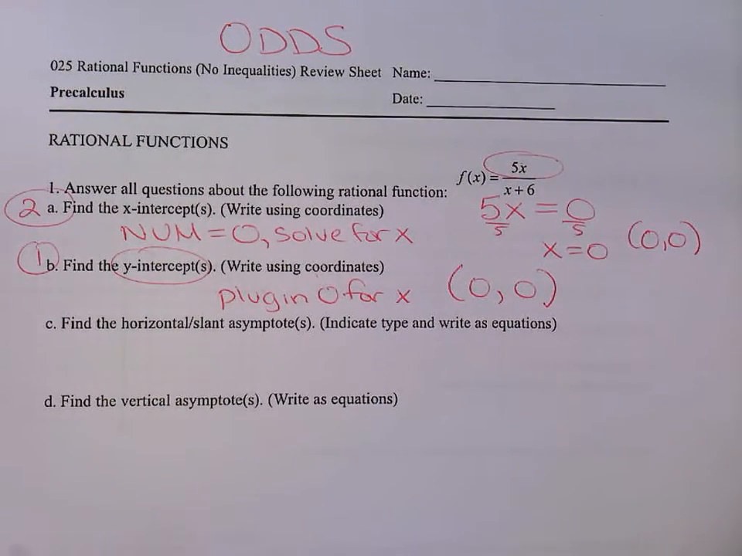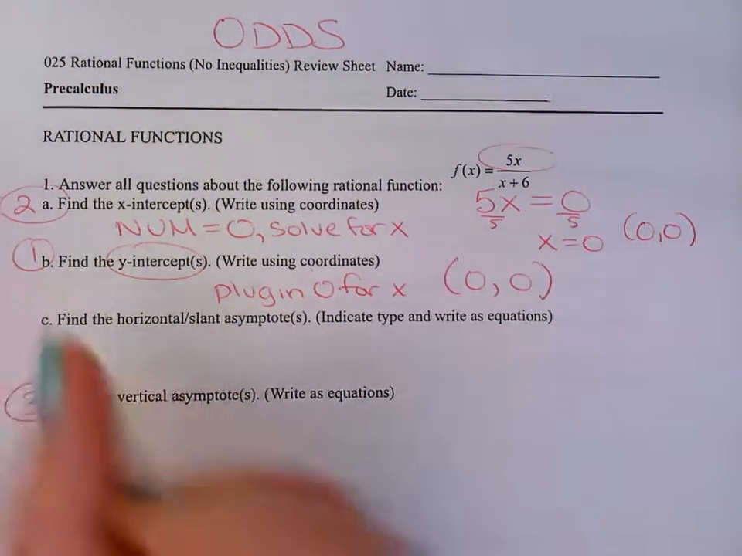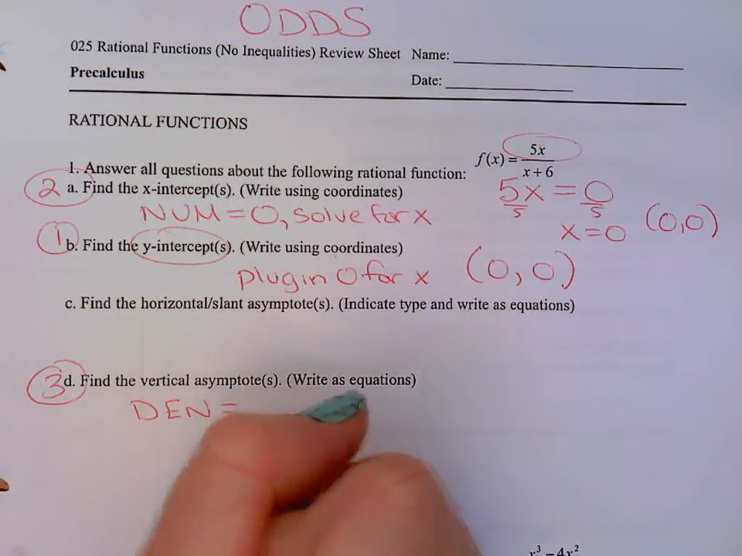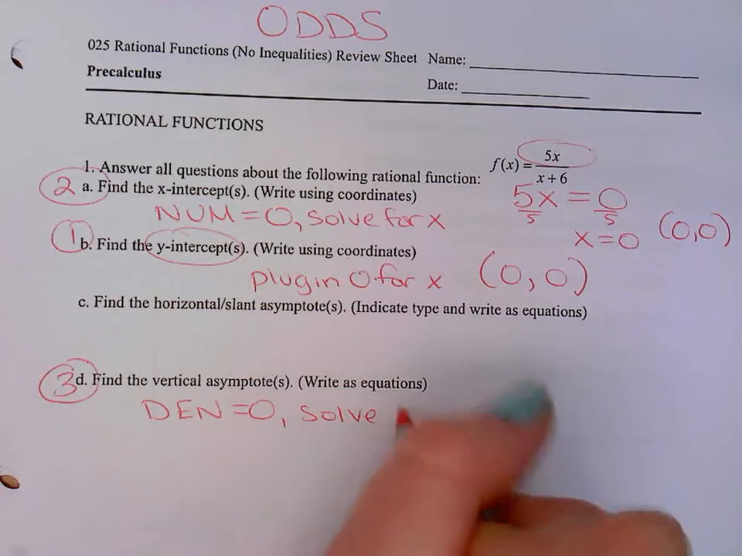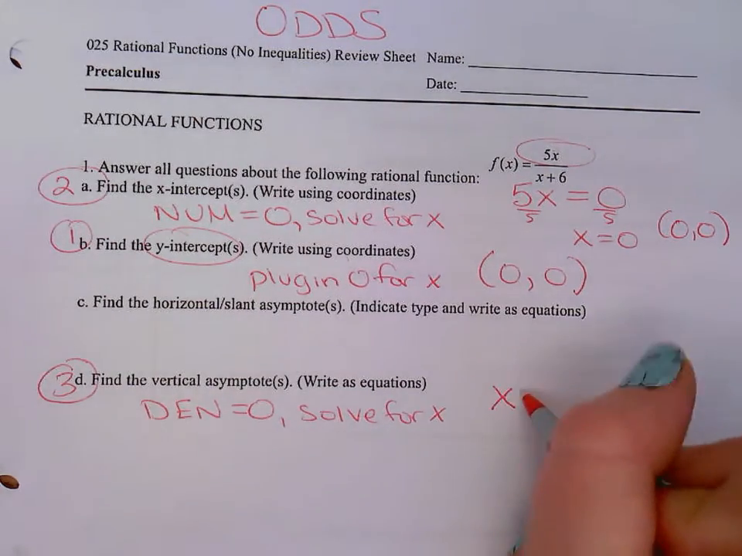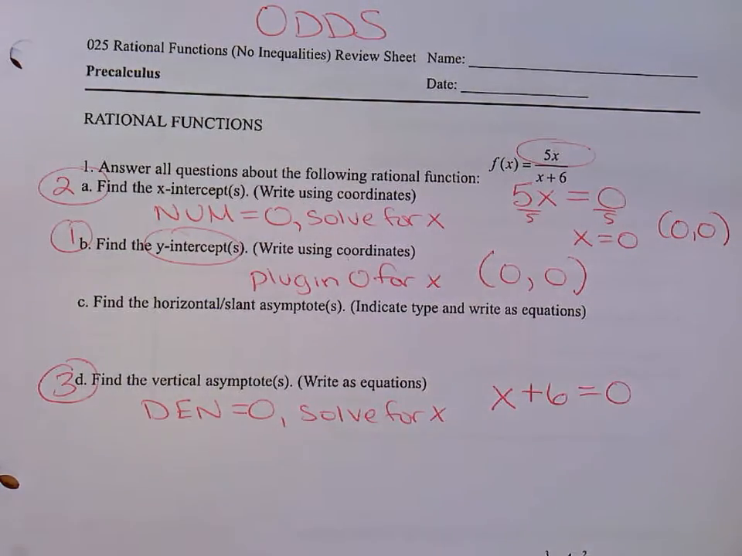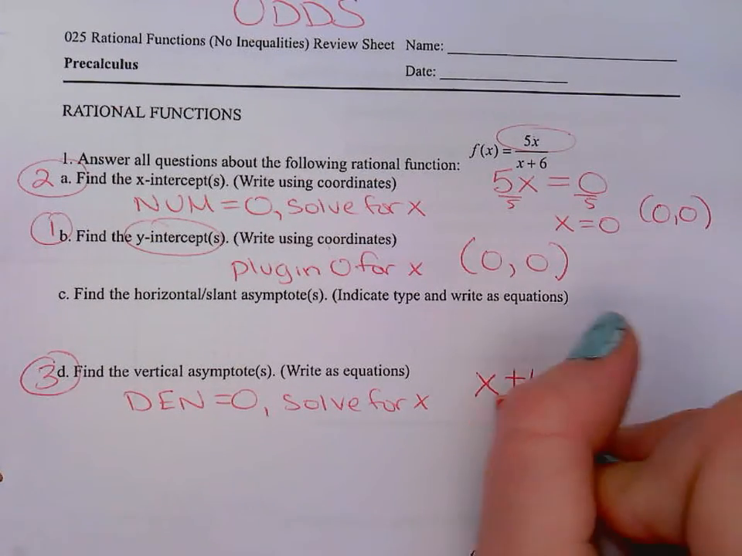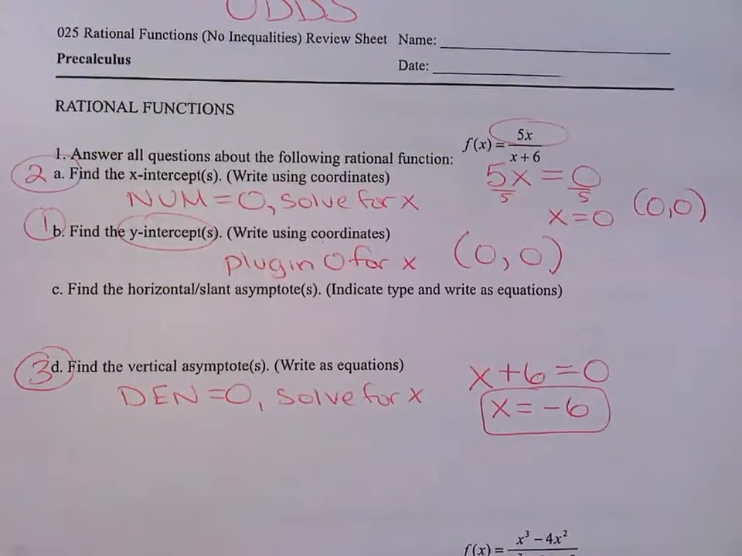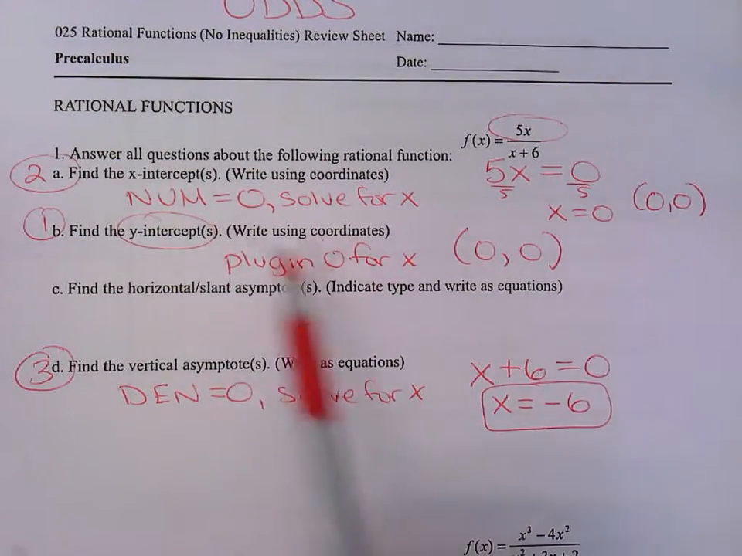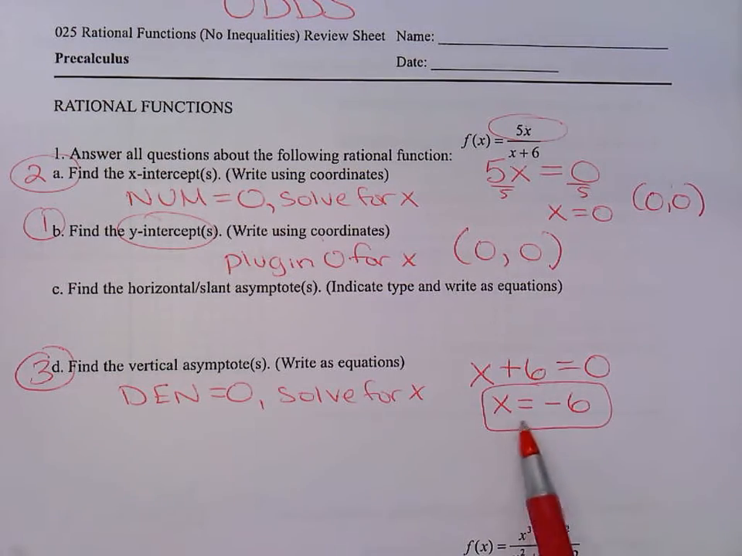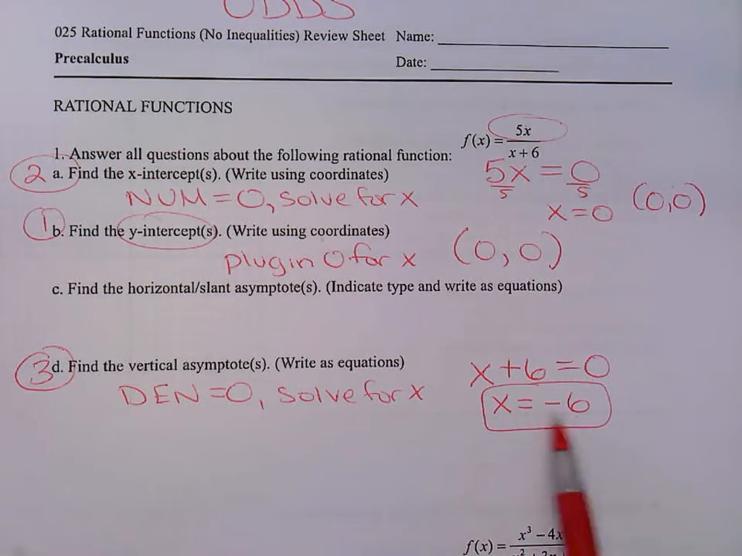Step 3 is to find our vertical asymptote. That is when you set your denominator equal to 0 and solve for x. In this case, x plus 6 gets set equal to 0. When I subtract 6 to the other side, I get the vertical asymptote at negative 6. I write intercepts as coordinates, 0, 0. I write asymptotes as equations. Vertical asymptote x equals negative 6.